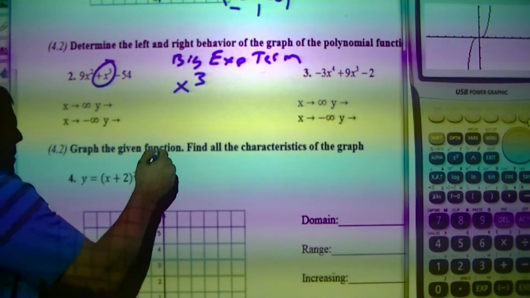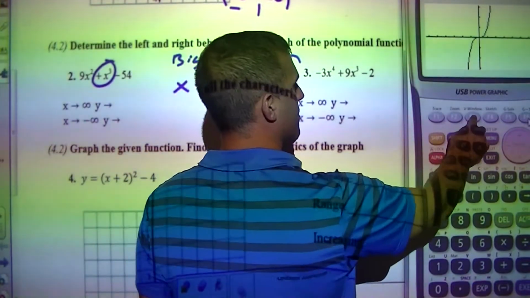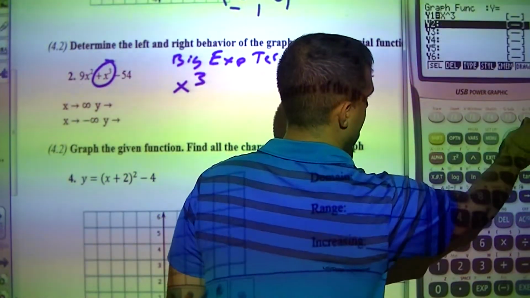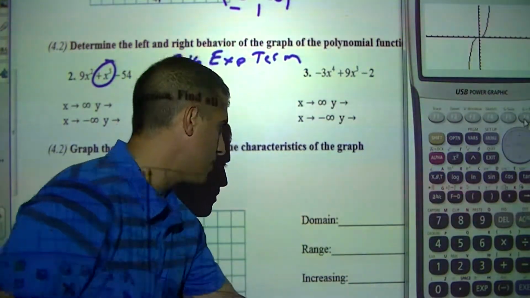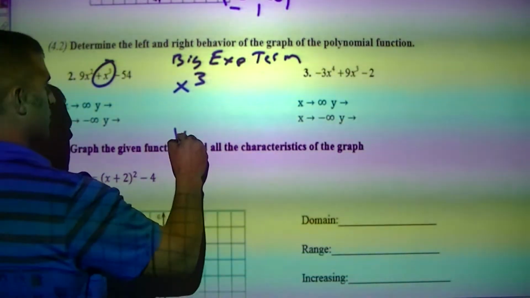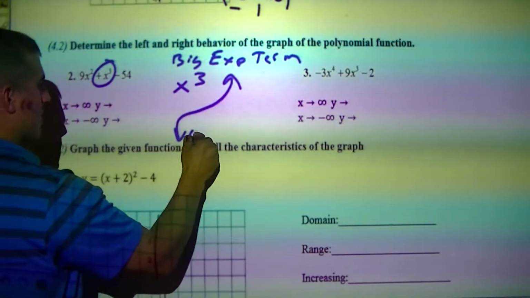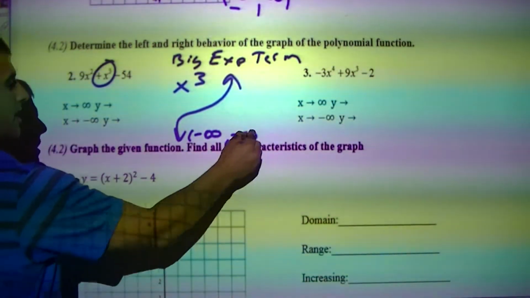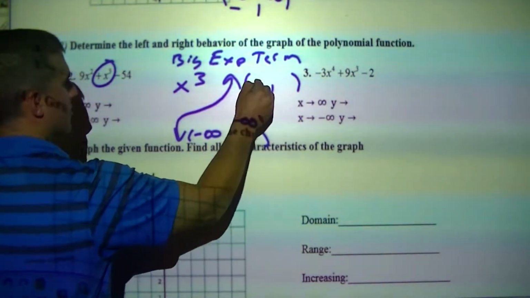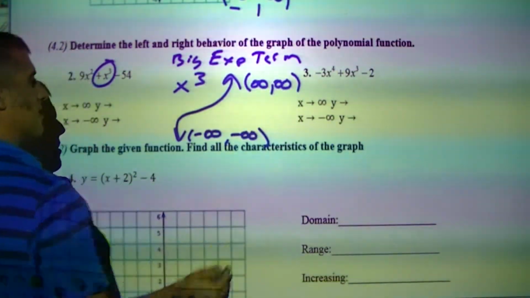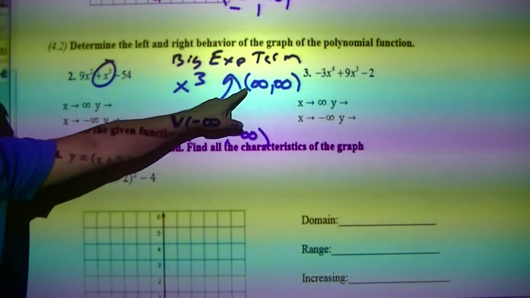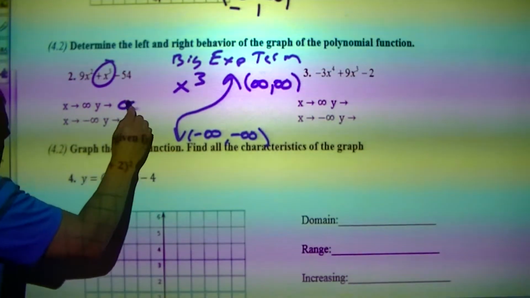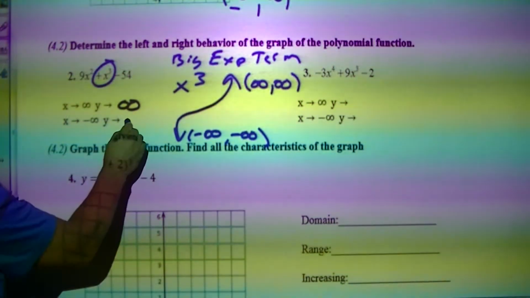I'm going to set my window. If you want to do that, that's F3, F3, exit, draw. Okay, so here's what I got. I've got a picture that looks like this. This arrow would be negative infinity because it's on the left, and it's going down, so it's also negative. This arrow is going right, so it's positive infinity, and positive infinity because it's going up. So as x approaches infinity, the result is positive. As x approaches negative infinity, the result is negative.